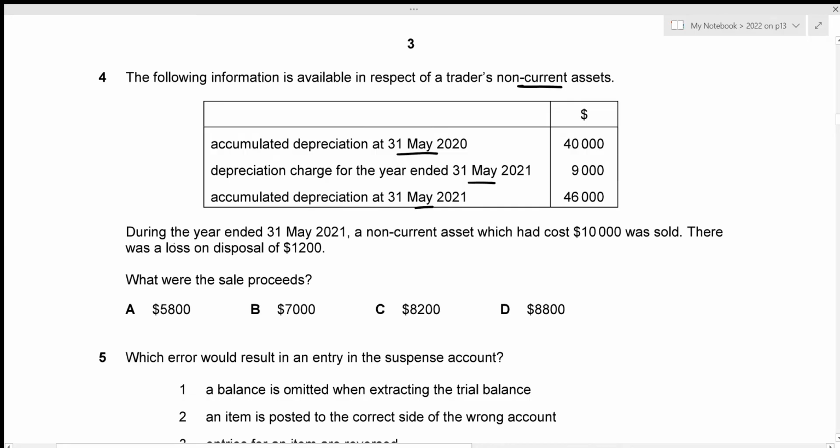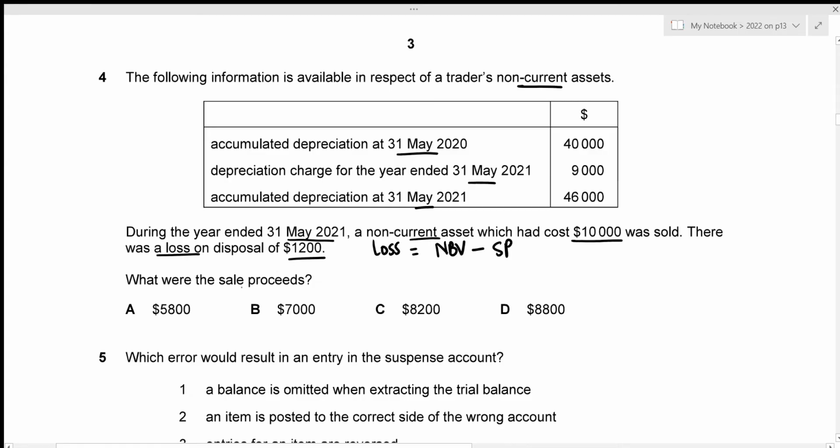Alright, now during the year ended 31st May 2021, a non-current asset which had cost 10,000 was sold. There was a loss on disposal of 1,200. We need to figure out the sale proceeds. Okay, we are told that there was a loss on disposal, right? And loss occurs when our net book value is greater than the sales proceeds. So the net book value minus the sales proceeds will be our loss.